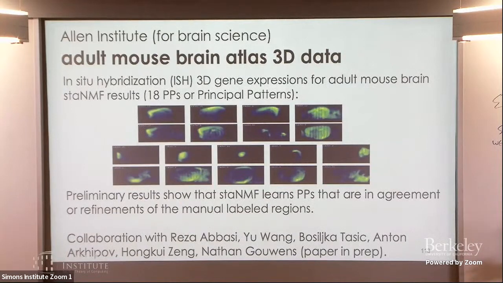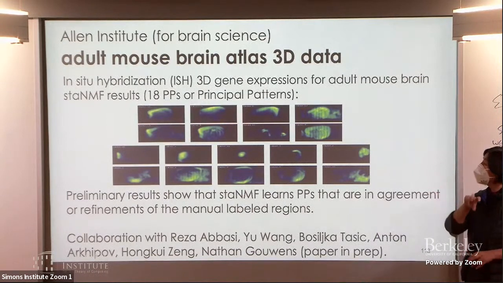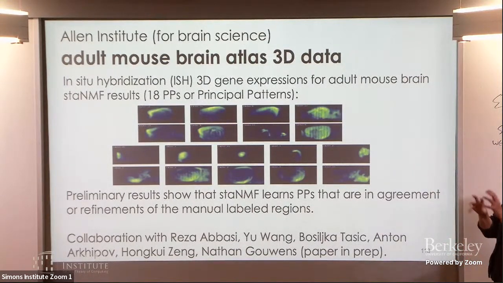And more recently, we've been using this dictionary learning for another genomics dataset from the Allen Institute for Brain Science, in collaboration with my former student Riza, now at UCSF, and also Hugh Wang, who was also on the lead on the theory project, and a bunch of people from the Allen Institute. This is a 3D gene expression for the adult mouse brain. And people also hand-annotated the different brain regions, but this will make it data-driven.